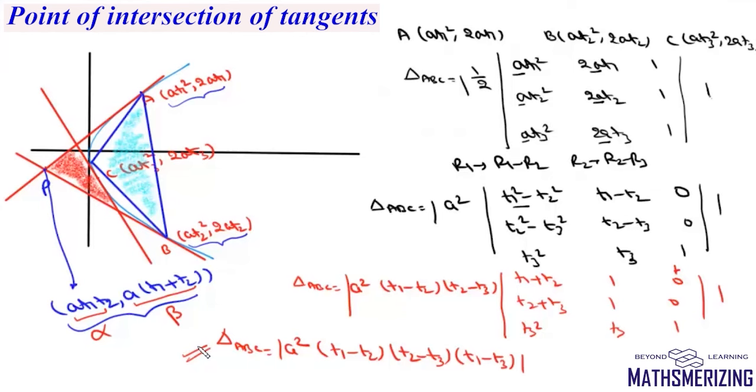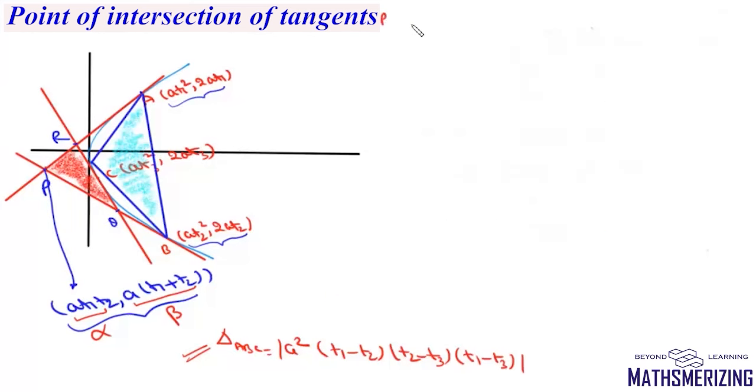Now we'll find the area of triangle formed by point of intersection of tangents. Suppose this is P, this is Q, and this is R. Now P is A T1 T2, A T1 plus T2. Now what about Q? Q is point of intersection at C and at B. So it will be A T2 T3 and A T2 plus T3. And the same way we can write it for R, and R is point of intersection of C and A. So it will be A T3 T1, A T3 plus T1.